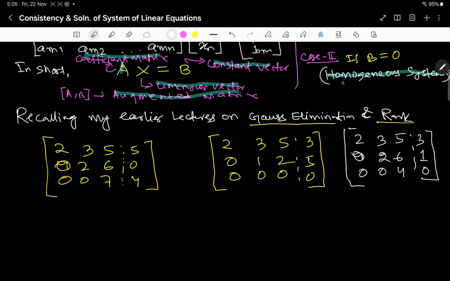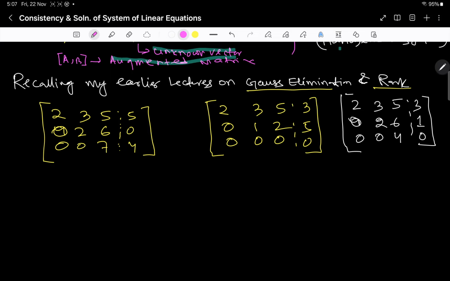7z is equal to my 4. As you see here, this is my A, this is my A, up to this is my A, and this up to this is my augmented matrix AB, is not it? And similarly in each case. So what will happen here, as we recall, this leads to 7z is equal to 4, this leads to a unique solution, already we have seen in my first lecture of Gauss elimination.